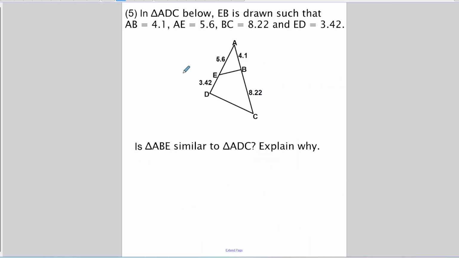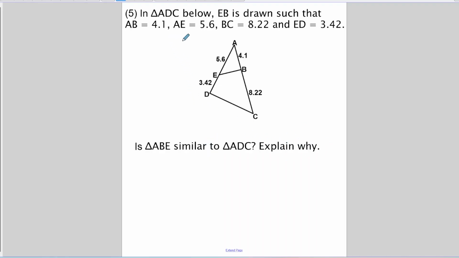Question 5, we have this free response question. We have in triangle ADC below, EB is drawn such that AB equals 4.1, AE is equal to 5.6, BC is equal to 8.22, and ED is equal to 3.42. And the question is, is triangle ABE similar to triangle ADC? And we have to explain why.